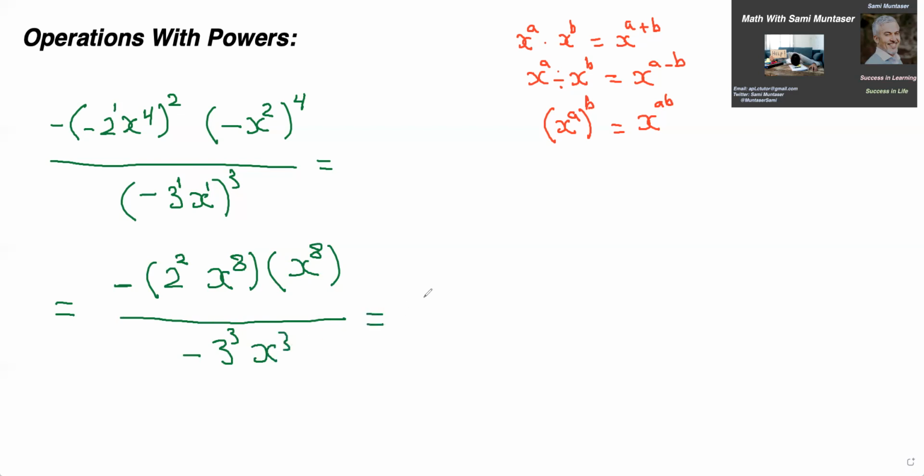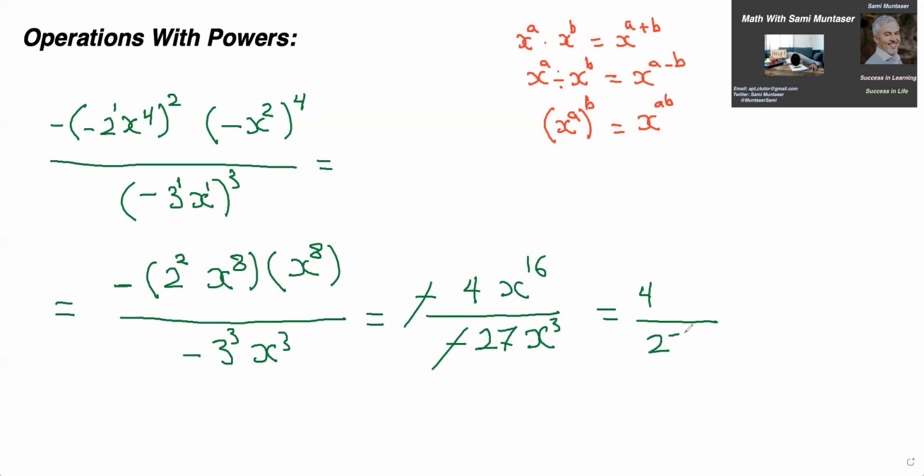And therefore, now we look at this and we say, okay, I'm going to start simplifying. 2 squared is 4. And x to the 8 times x to the 8 here is x to the 16, all over negative, 3 cubed, sorry, is 27 x cubed. Now, negative on top always cancels the negative on the bottom because negative divided by negative is positive. 4 and 27, you cannot reduce them, so that just stays 4 and 27.